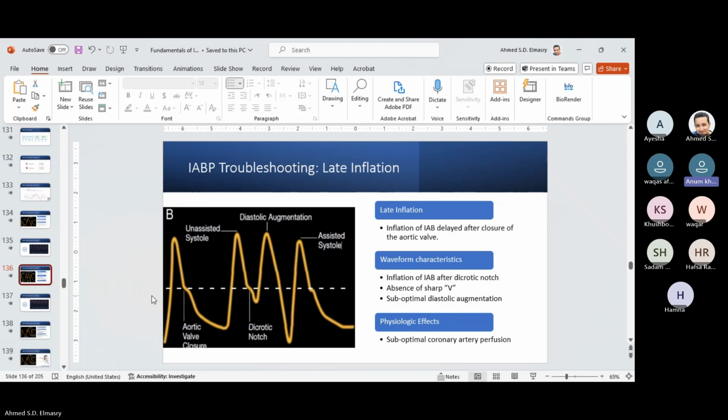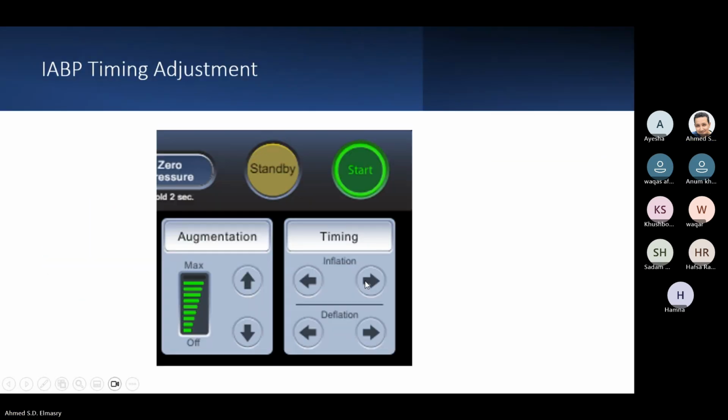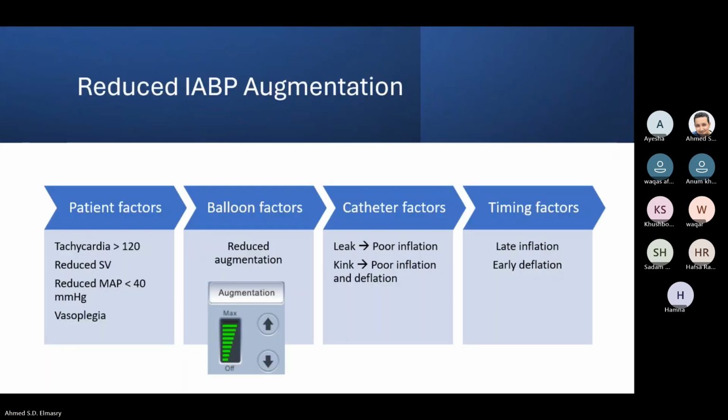Is it a defect coming from our intra-aortic balloon pump, forcing the balloon to decrease the augmentation? No, it's not related to the balloon. It's related to the patient factor. If you remember that slide, the first one was the reduced augmentation related to the patient factor. One of them is the vasoplegia and stroke volume.